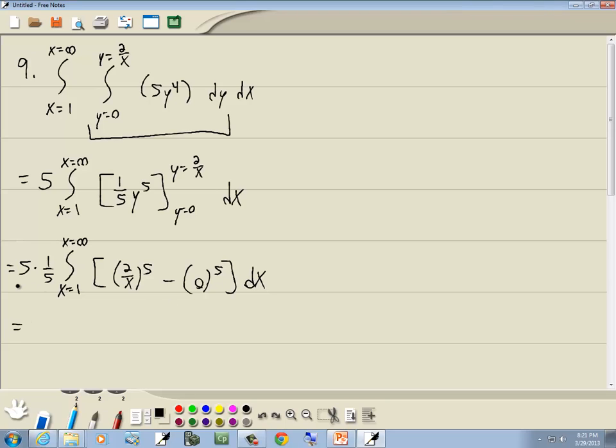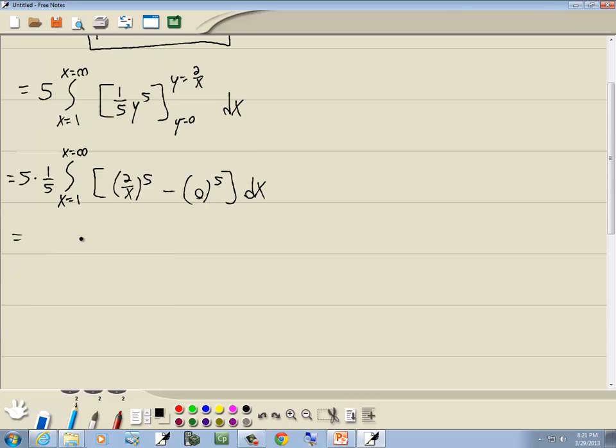Well, 5 times 1/5 cancels. And we're going from x equals 1 to x equals infinity. And 0 to the 5th drops away, so I'm left with 2 over x to the 5th. 2 to the 5th is 32, and x to the 5th dx. Now, we can take 32 and put it completely out in front if we wanted to. And x equals 1 to x equals infinity. And we're left with 1 over x to the 5th dx.